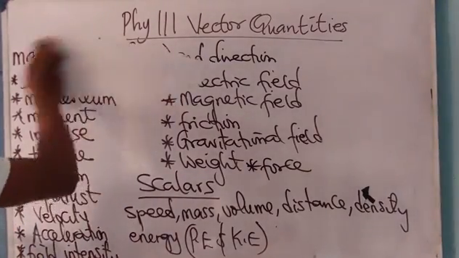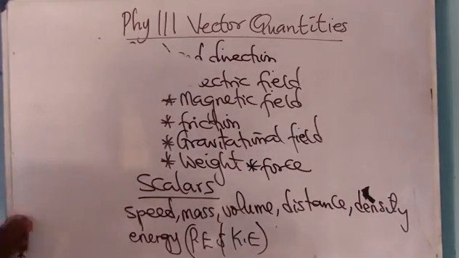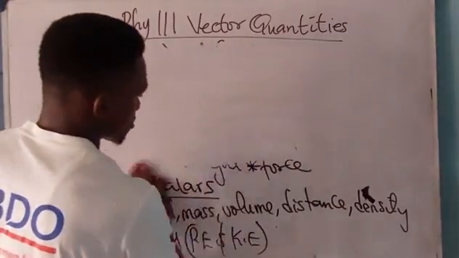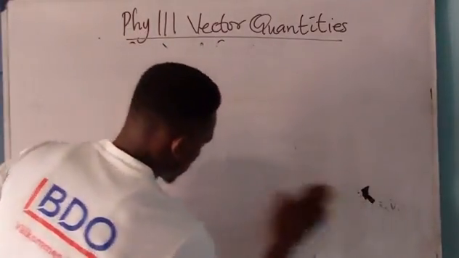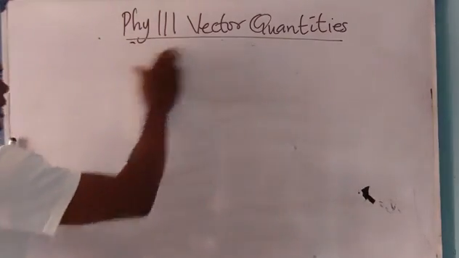Now let me give us the rules or the various methods or principles we must note before we start solving questions on vectors. All right, now take note of this. Take note: vectors traveling towards the same direction are added.